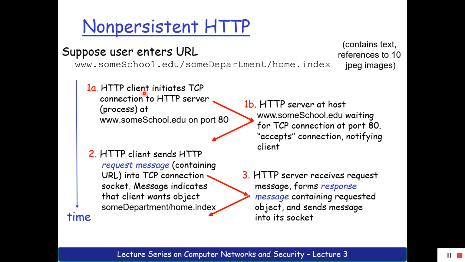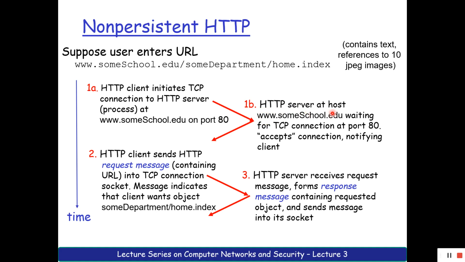So my client starts to search www.someschool.edu on the port number 80. Once it finds that, it sends it to that particular server. It sends a request saying that I want to get connected to you. So when this particular request reaches the server, what happens on the server side?